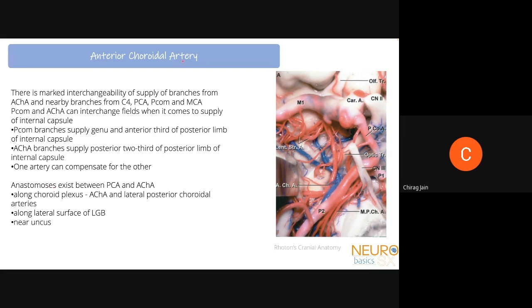Apart from that, there's also a marked interchangeability between the PCOM and the anterior choroidal artery. Both of them arise from the ICA, and both are supplying similar structures with their perforators. If a structure is not being supplied by the PCOM, it is going to be predominantly supplied by the anterior choroidal artery. They can exchange their fields when it comes to supply of the internal capsule particularly. The PCOM branches will supply predominantly the genu and the anterior third of the posterior limb of the internal capsule. The posterior two-thirds, on the other hand, will be supplied by the anterior choroidal branches. But there's no clear cutoff. If one artery is supplying more, the other will supply less.